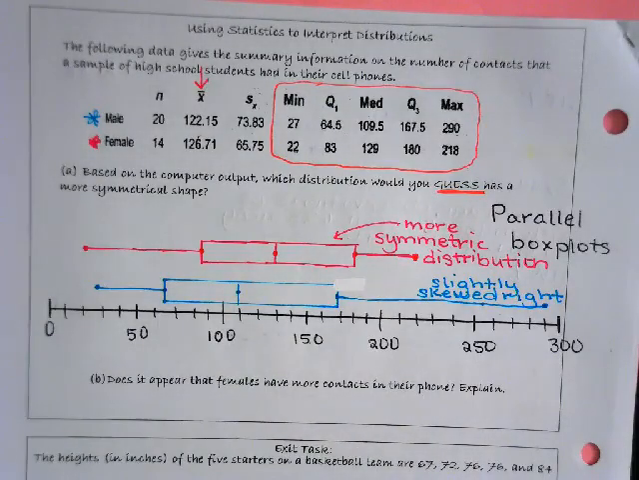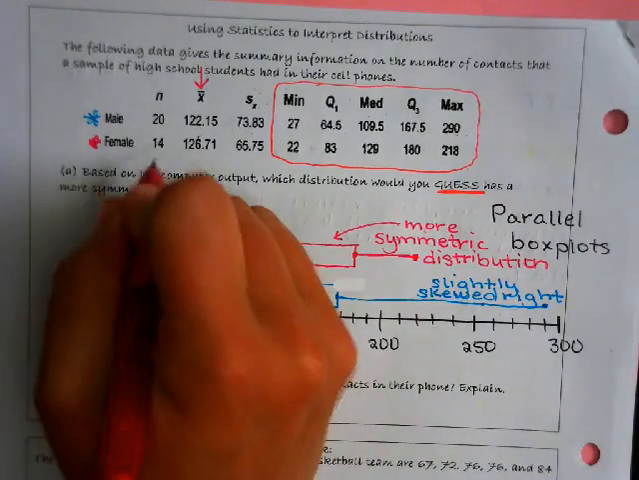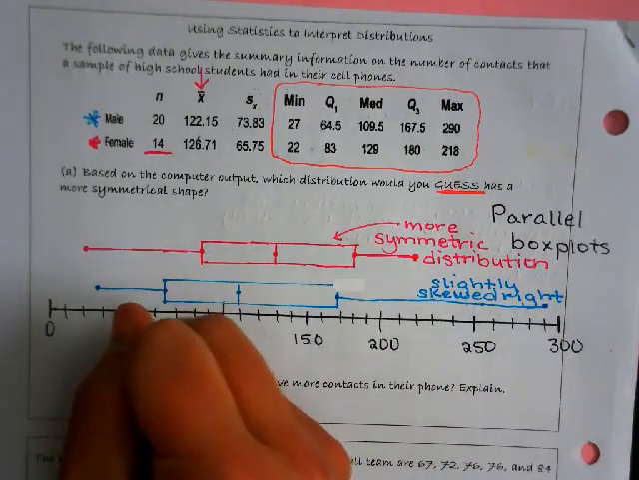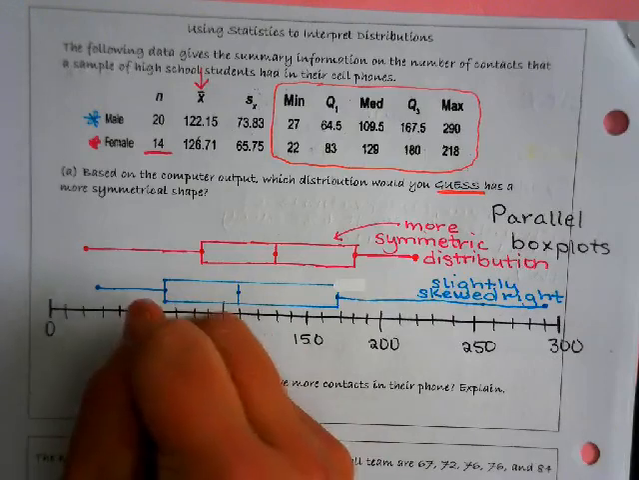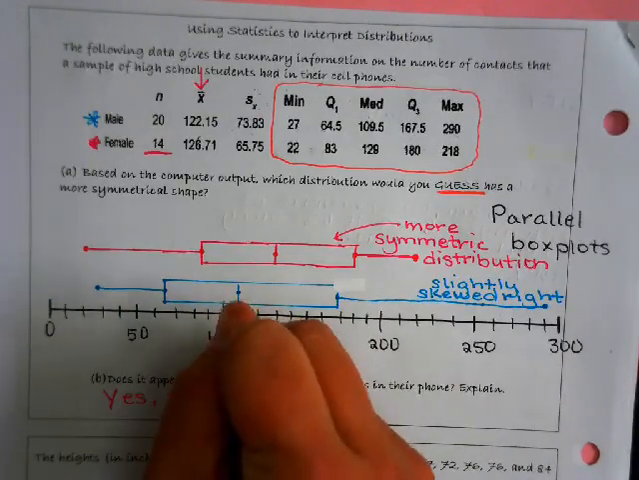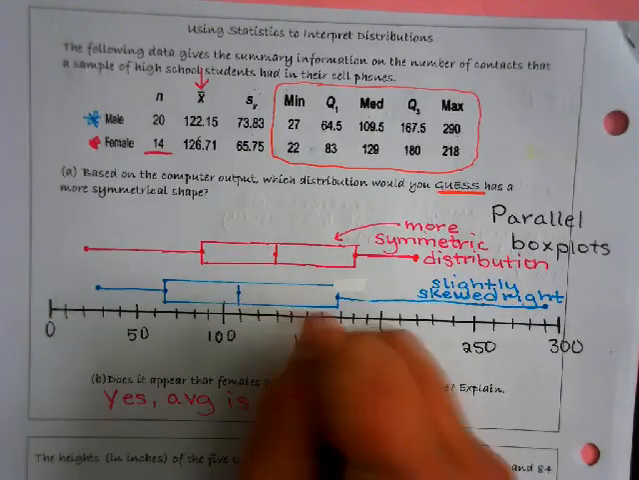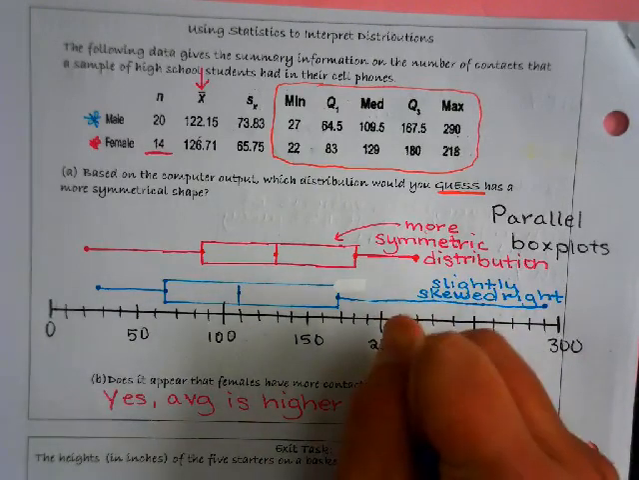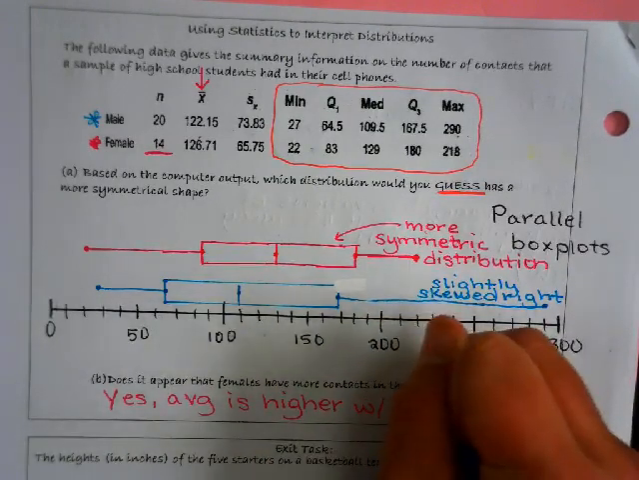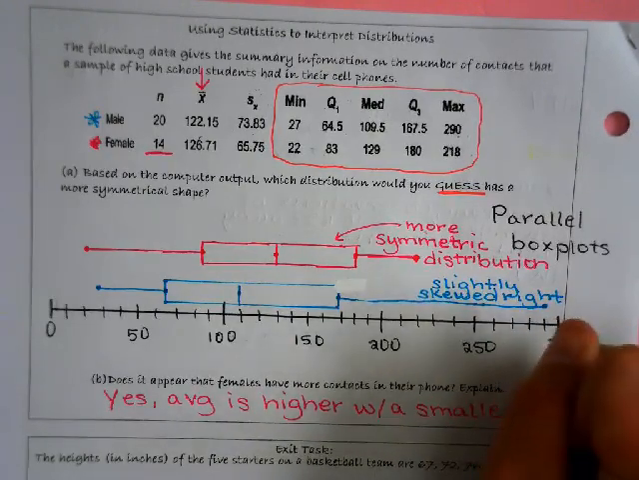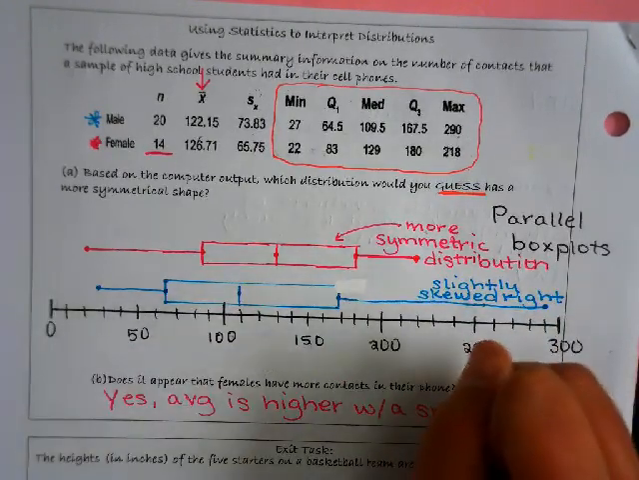That was a weird Y, sorry. Average is higher with a smaller sample size. The median is also higher. If we look at our box plots, the median is that middle line of our box. So the females have a higher median. They have a higher Q1. They have a higher Q3.